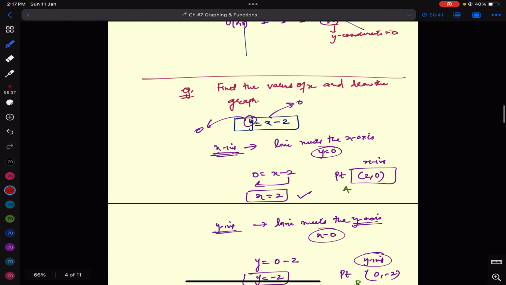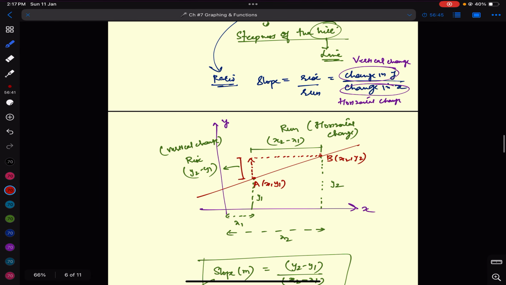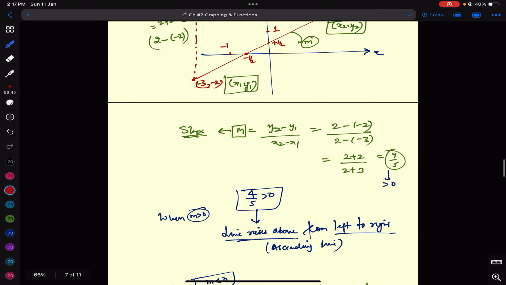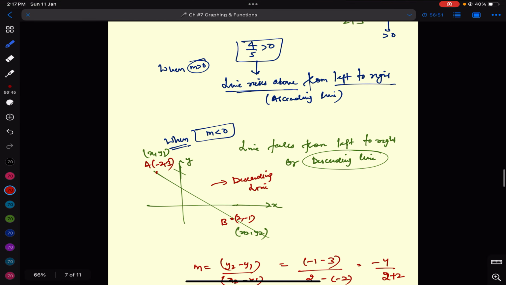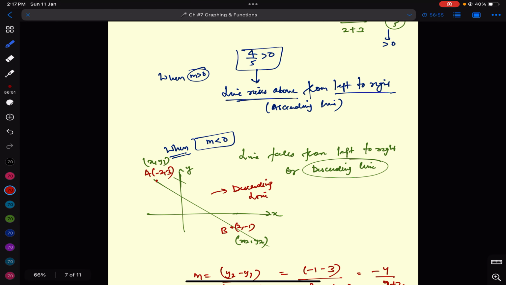Then we came to lesson number 2, where we learned about the slope. What exactly is the slope, and how do we represent it mathematically as well as graphically. We also figured out that if the slope is positive, that means it's an ascending line, and if it is negative, that's a descending line.